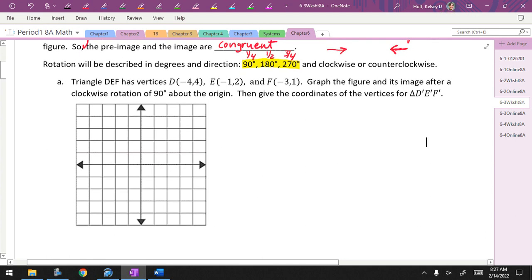All right. Triangle DEF has these vertices. Graph the figure and its image after a clockwise rotation of 90 degrees about the origin. So let's all take a minute to graph these points. We have to put the originals. It has never been as important as it is today to make sure we label them correctly. Somebody raise your hand and tell me my directions of how I'm going to graph -4, 4 if I start at 0, 0. Courtney?